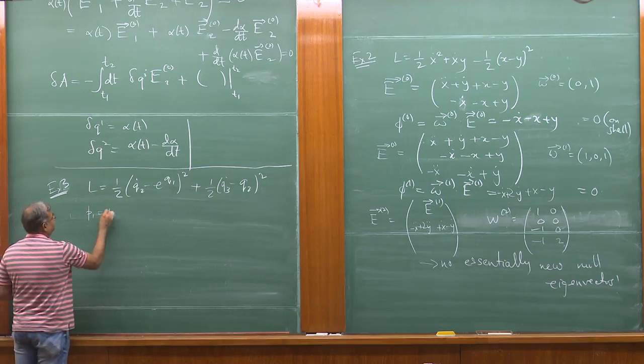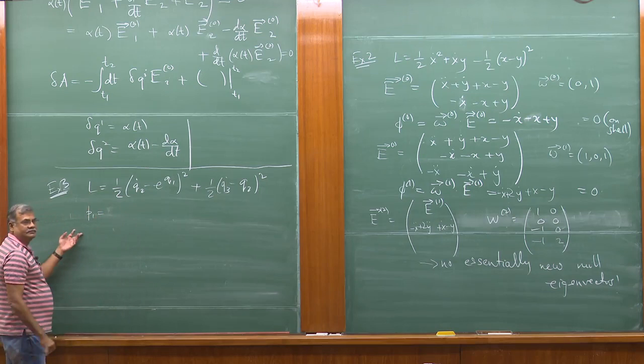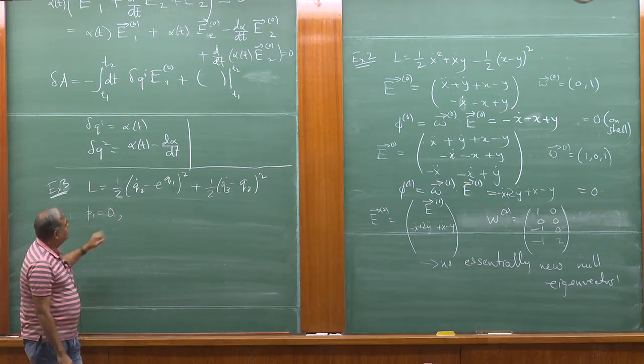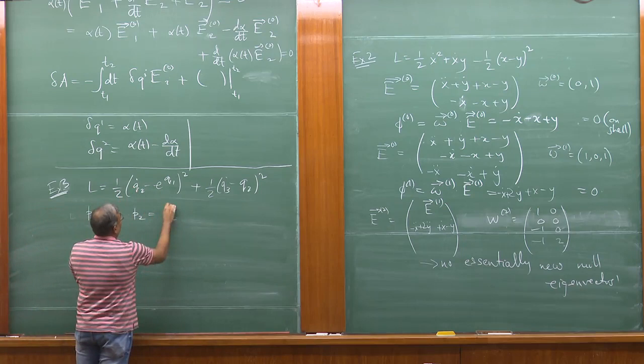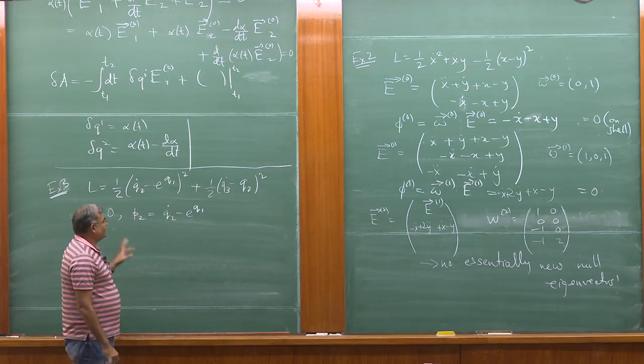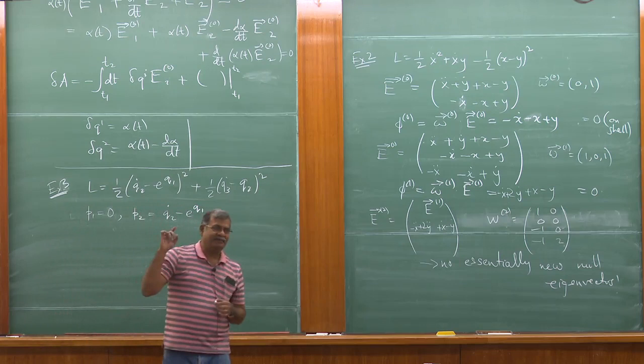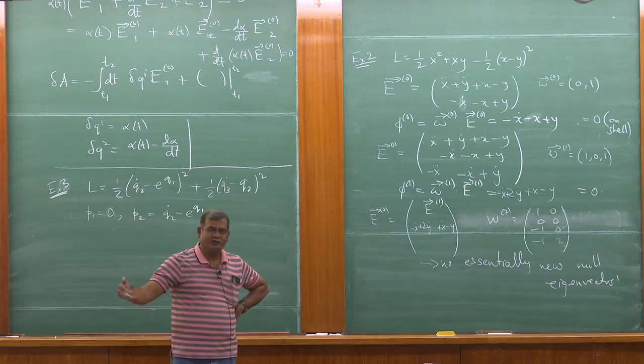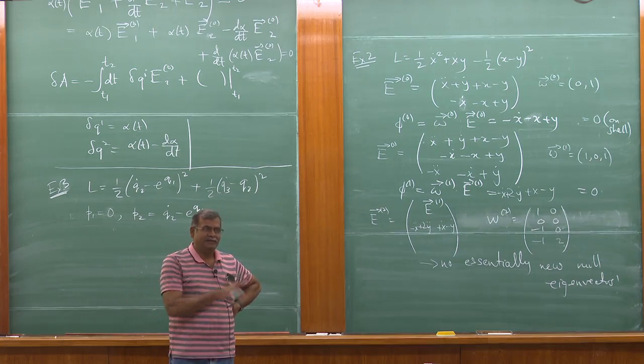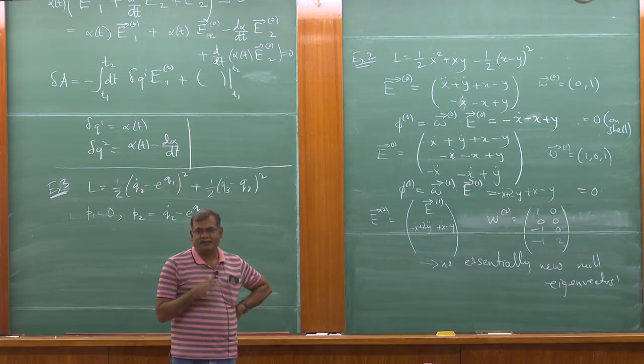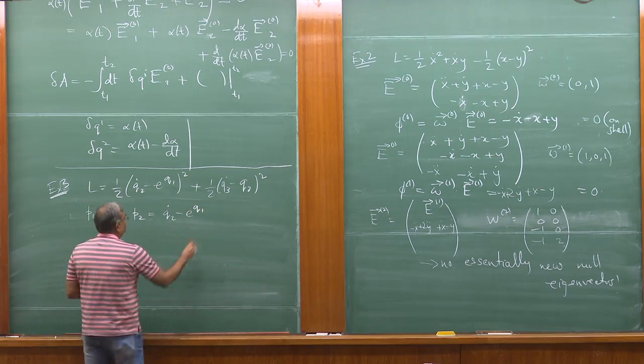p1, how much is that? 0. There's no q1 dot, right? So p1 is 0. p2, that comes from this, q2 dot minus e to the q1. Okay, so you must have noticed one thing. When I wrote the q's, I deliberately wrote all the indices upstairs. And when I write the p's, I'm going to write the indices downstairs. There's a differential geometric reason for that, but we don't really have to worry about that. But when you're doing an example, it's best to put the indices downstairs, because otherwise you get confused with squares and stuff like that. So q2 dot, and p3 is simpler, q3 dot minus q2.